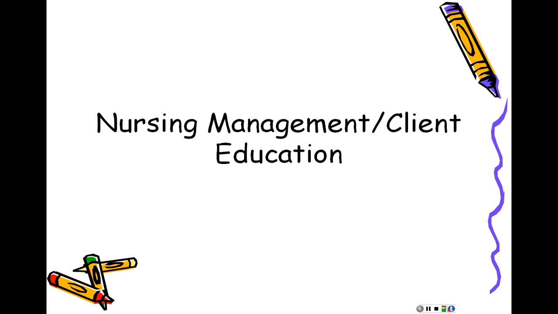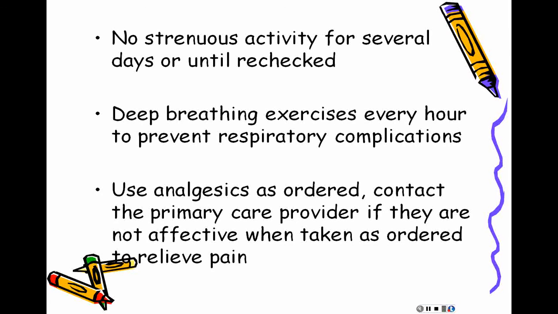So our nursing management and education: this person that has a rib fracture should not have any strenuous activity for several days. They should try, as much as possible, to participate in deep breathing exercises every hour to prevent respiratory complications. Again, we said that this patient is at risk for an acid-base problem. They have shallow breathing. So again, you're thinking about what type of acid-base problem this patient is at risk for.